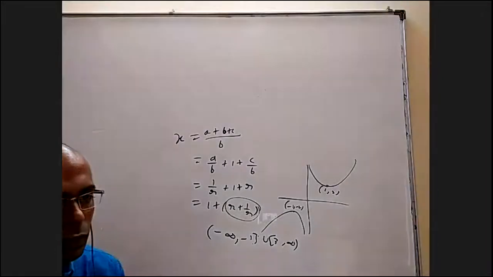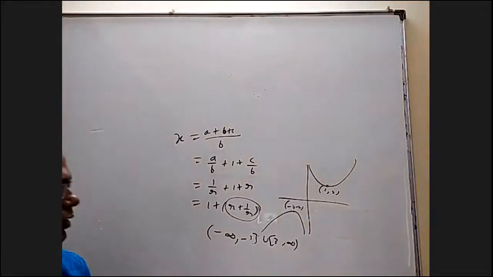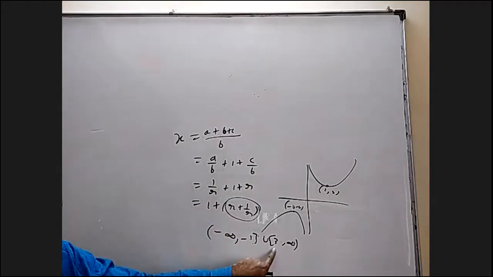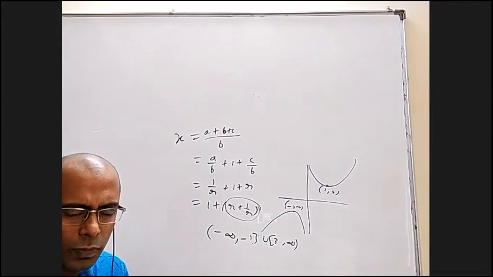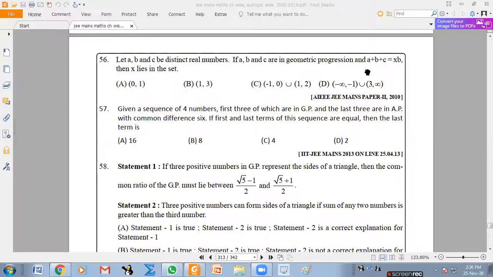Thank you. If they said A and B are distinct, then you cannot take the common ratio as 1, so 3 will not come. It will become open at 3, that's all. They said distinct, so they should give 3 open. Minus 1 also has to be open, because when the common ratio is minus 1, A and C will be equal. B will not be equal, but A and C will be equal. I think that's why this is also open, this is also open.